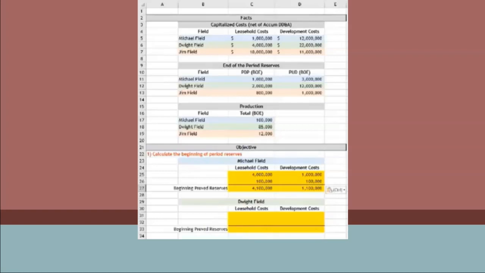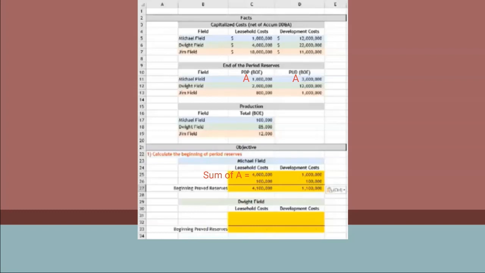Okay, so let's talk through this first one real quick. As we mentioned before, the depletion calc for successful efforts has to be subdivided into two categories. One of those categories would include leasehold costs, but it's really going to be acquisition costs, which leasehold costs are a part of, and they're going to be divided by total proved reserves. If you look up at the end of period reserve basis, you can see the two categories, which are PDP, proved developed producing, and then proved undeveloped.